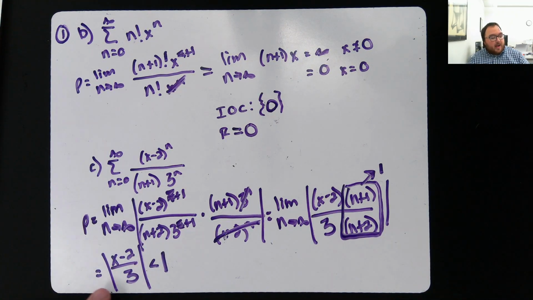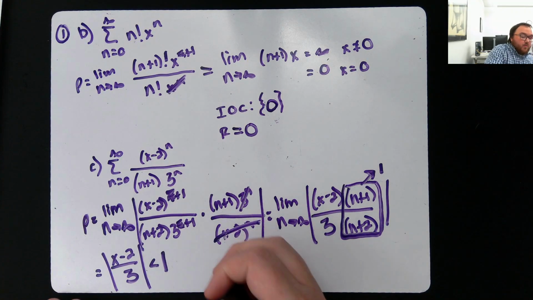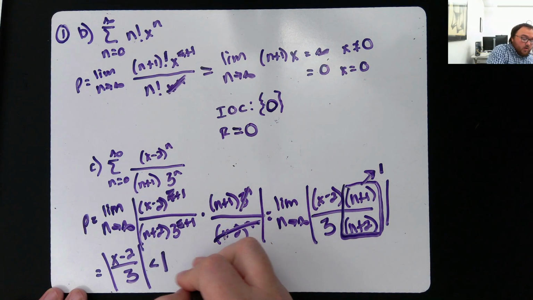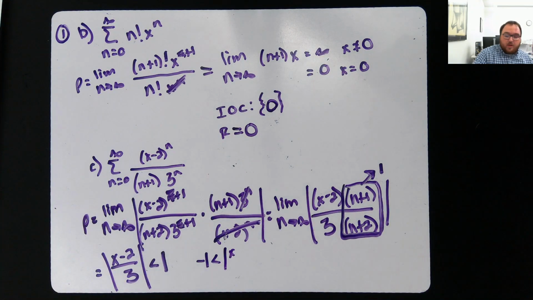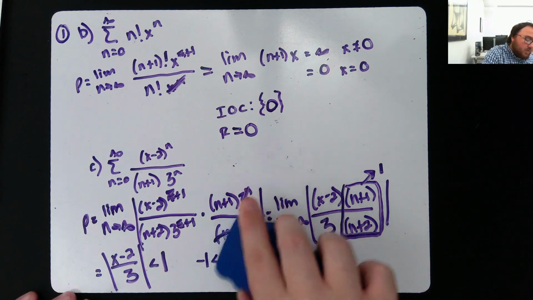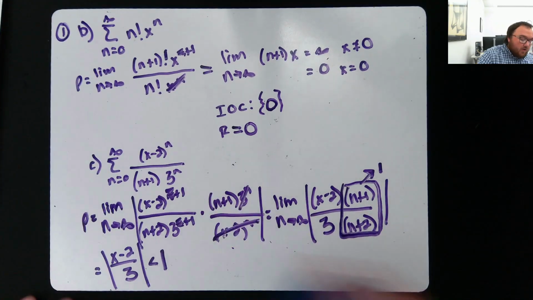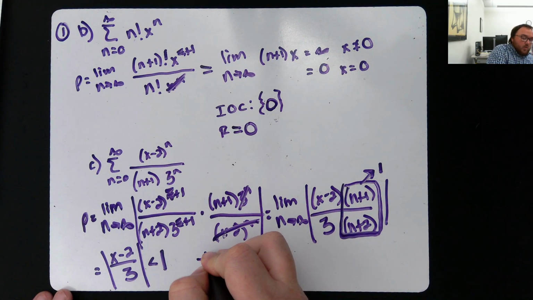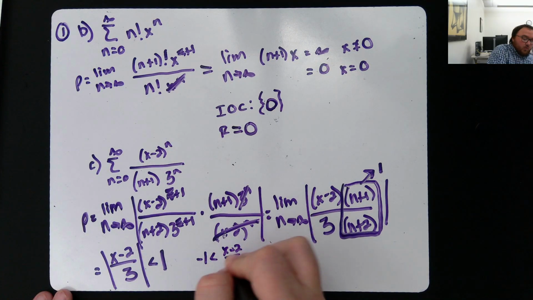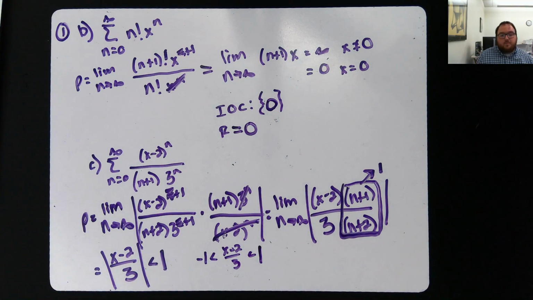Since I have an absolute value here, I know it could be -1 or positive 1. Absolute value is the whole reason I split it up. Again, the absolute value means it could be -1 or positive 1. So -1 is less than (x minus 2) over 3, which is less than 1. And I want to solve this for x.